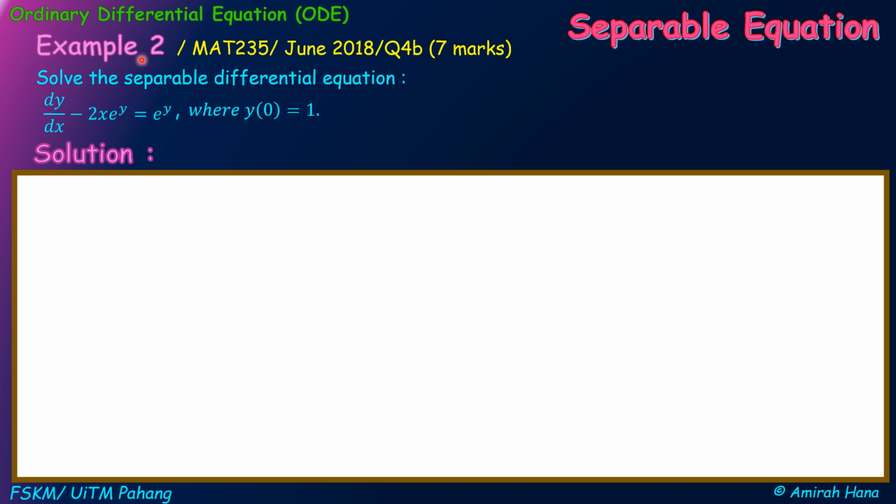Now, we look at example 2 from previous semester papers, June 2018, question 4B, 7 marks. Solve the separable differential equation dy over dx minus 2x e the power of y equals e the power of y, where y(0) equals 1. Y(0) equals 1 here is the initial condition. And when the initial condition is given, we need to find the value of c after we integrate.